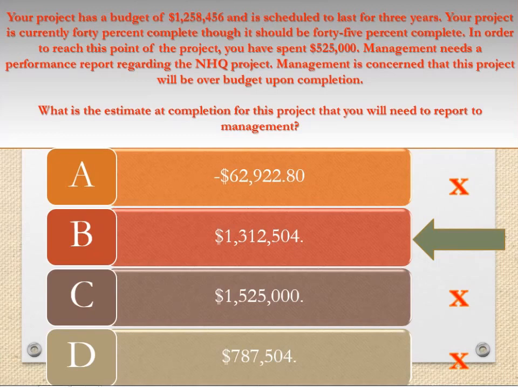Answer option D is incorrect. $787,504 is the estimate to complete. Answer option A is incorrect. $62,922.80 is the schedule variance. Answer option C is incorrect. This is not a valid calculation for this question.